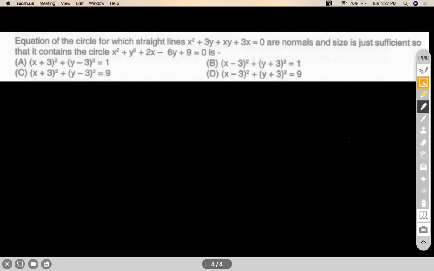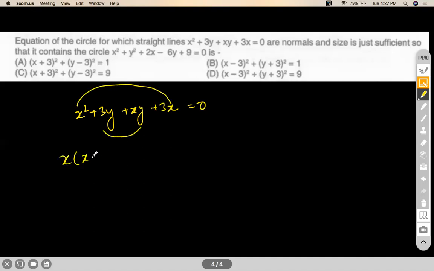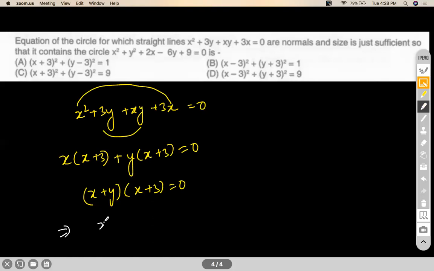Okay. So some of you have said C, some of you have said D. Let's check. First of all, let's find out what the component lines involved are. So x square plus 3y plus xy plus 3x. If I take these two together and these two together, I get x plus 3, and I take y times x plus 3 equal to 0. So I get x plus y times x plus 3 equal to 0, which implies that the two component lines which are normal are these.